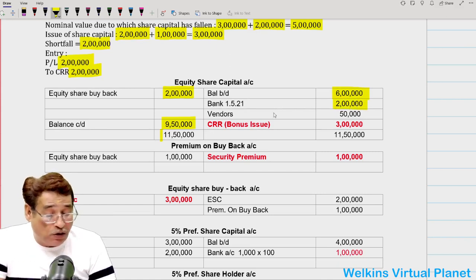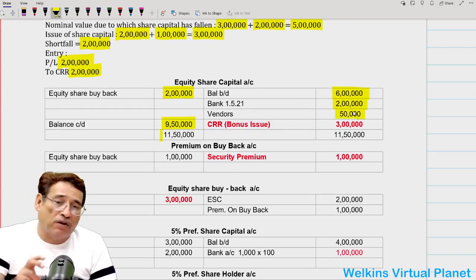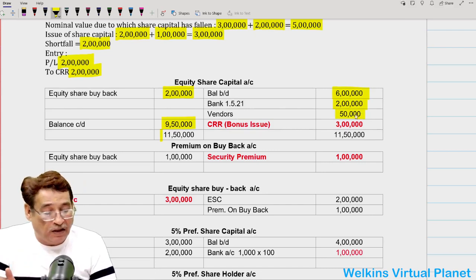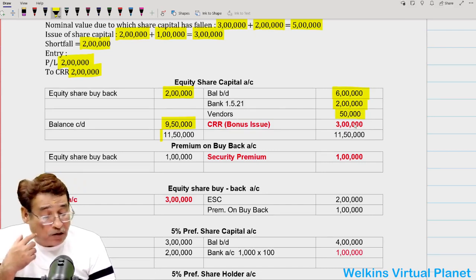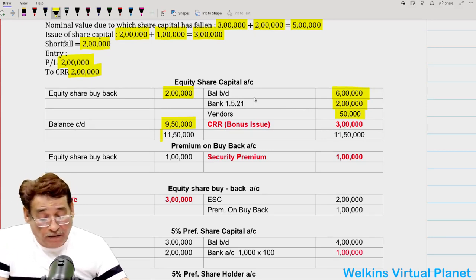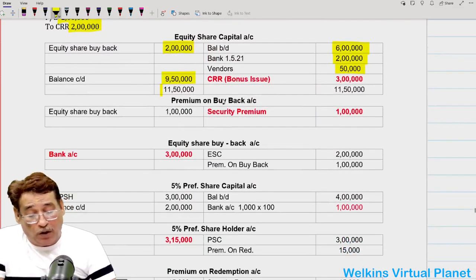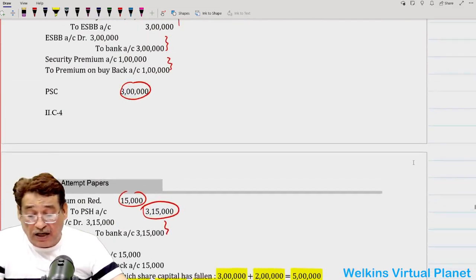I also told you that we have bought some assets from vendors, but don't write 60,000 here, because the nominal value of share capital is increasing by 50,000. So you will have to write 50,000. How I get this figure, I will explain later on. At this moment, premium on buyback account. In the premium on buyback account, see, this is the entry actually I had written here.